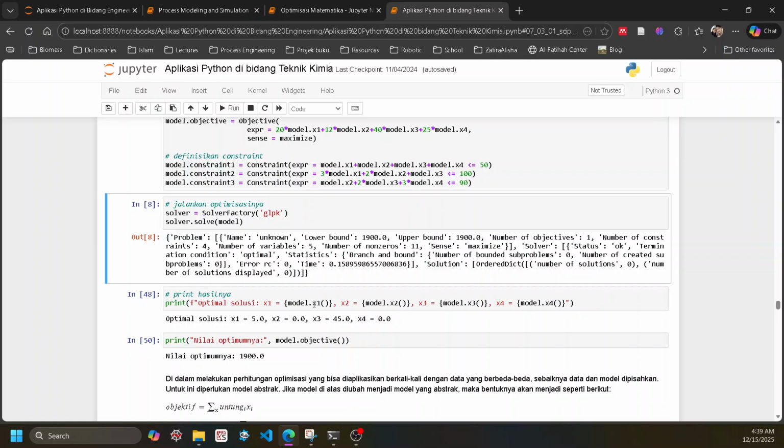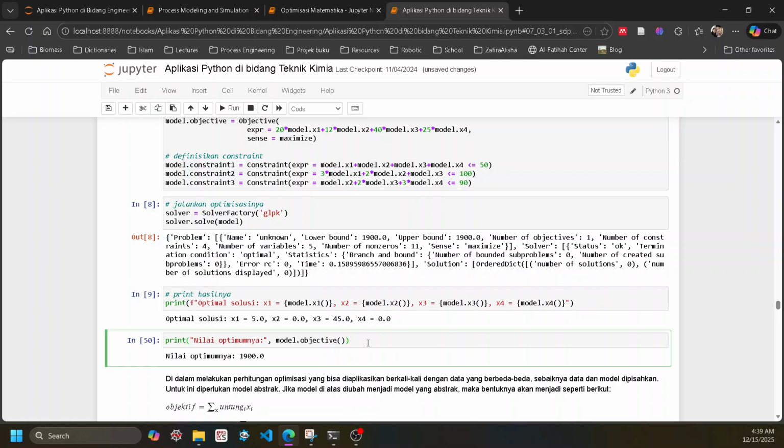So we print x1, x2, x3, x4 of the model to see. So x1 is 5, x2 is 0, x3 is 45, and x4 equals 0. And then the objective function, model.objective, makes it 1900. So basically, we have solved the same problem with three approaches, and of course they come to the same conclusion.